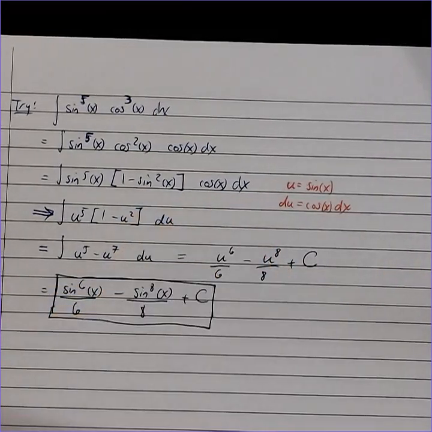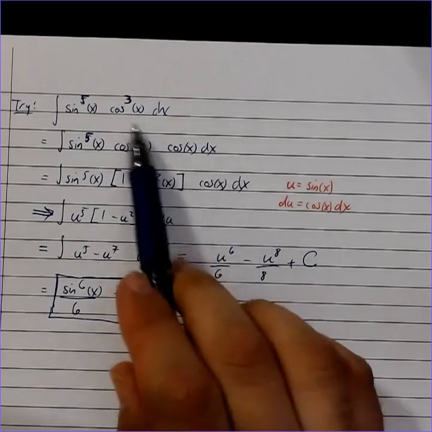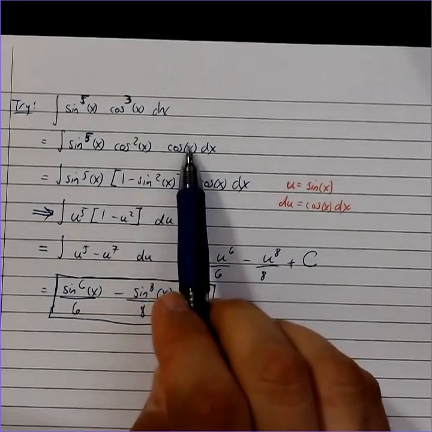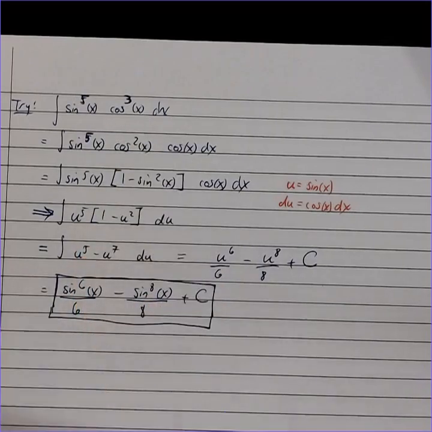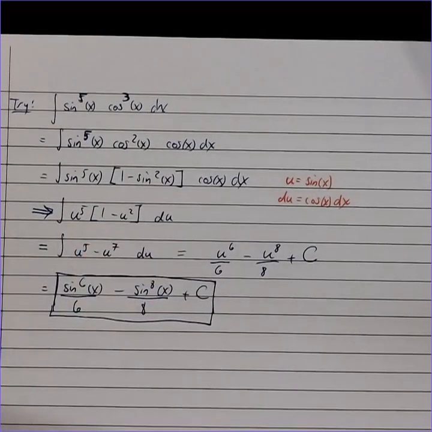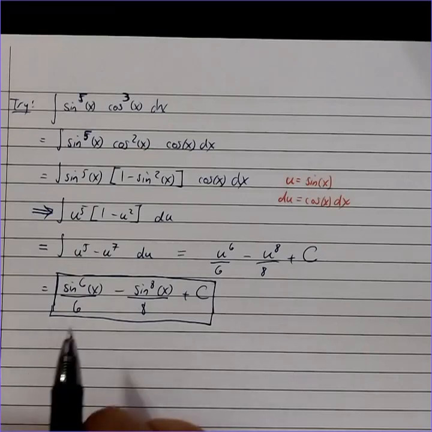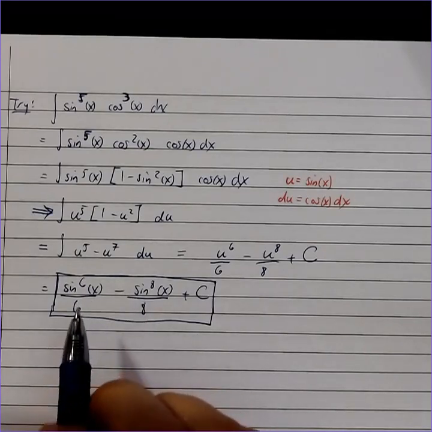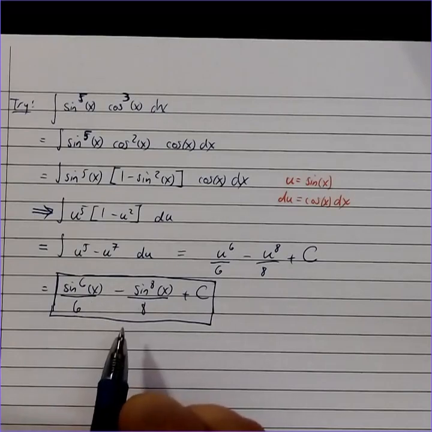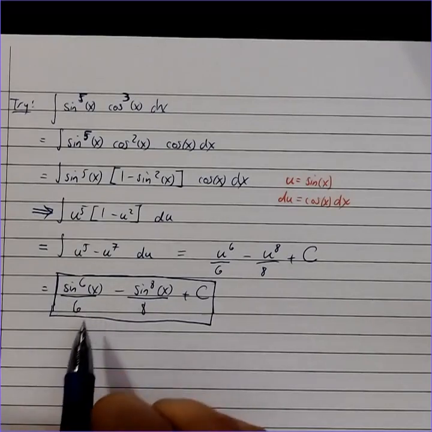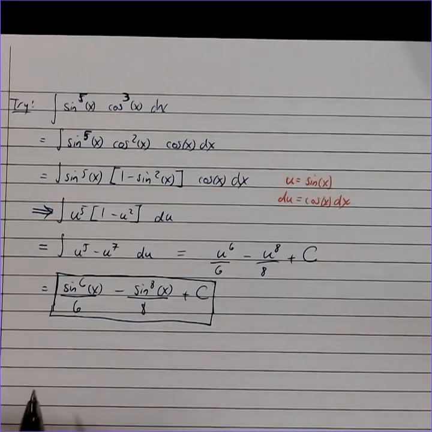Now when you tried it, some of you may have done exactly what I did, stripped off a single copy of the cosine of x. However, stripping off a single copy of the sine of x is also valid. And if you do that, you end up with a very similar expression, but not exactly the same. In fact, you'll get something like cosine to the 8th of x over 8 minus cosine to the 6th of x over 6 plus a constant of integration.